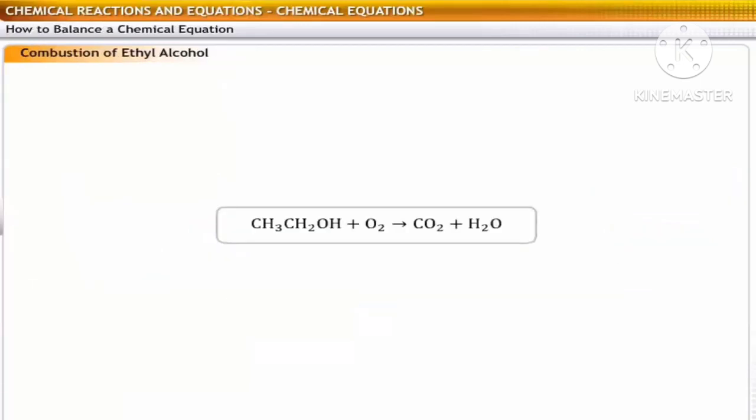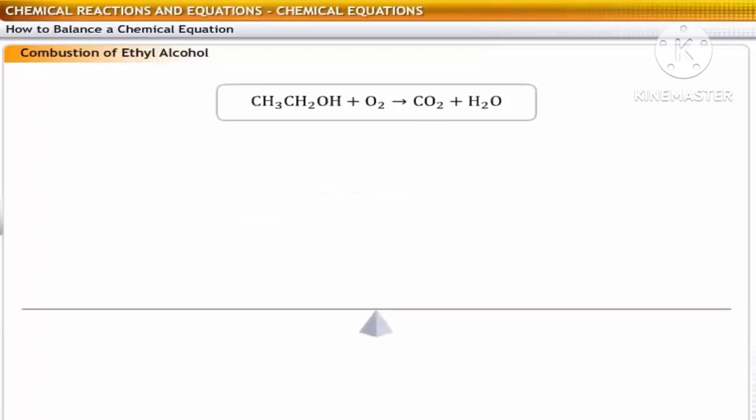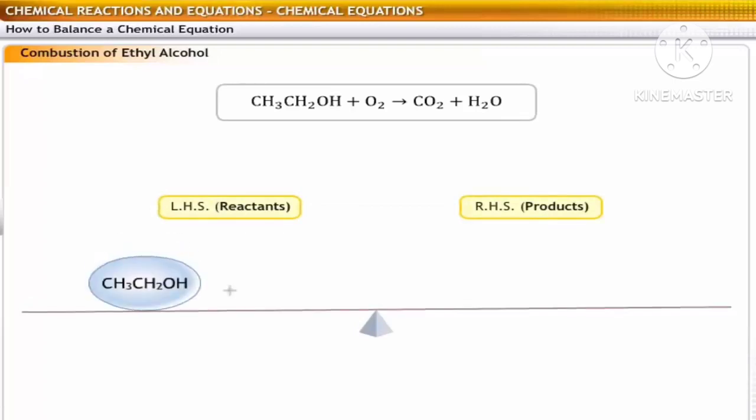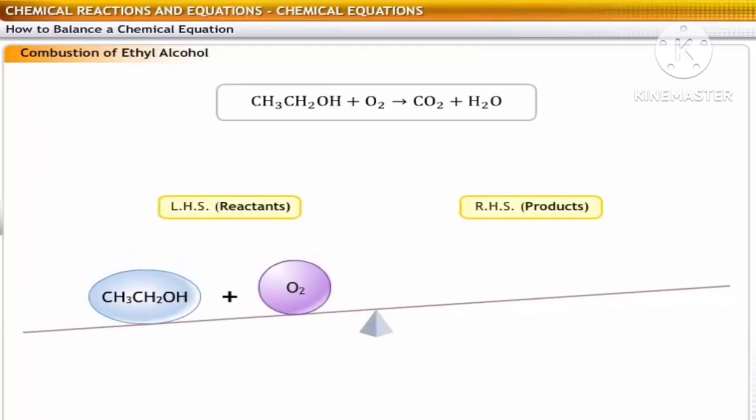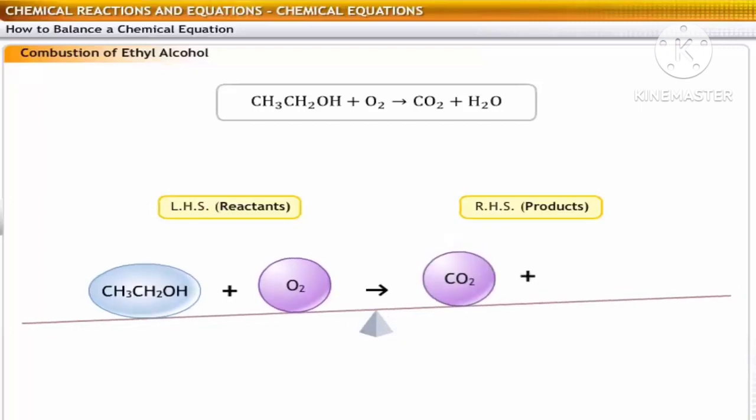Let's practice further on balancing equations with another example. This equation deals with the combustion of ethyl alcohol. Again, the first step is to identify the reactants and the products. Here, ethyl alcohol and oxygen are the reactants and they are written on the left-hand side of the equation. The products on the right-hand side are carbon dioxide and water.